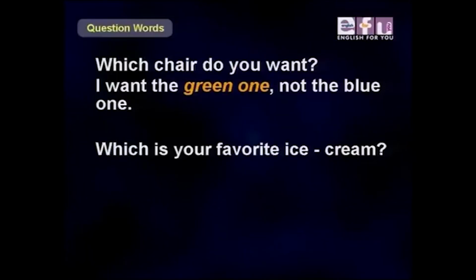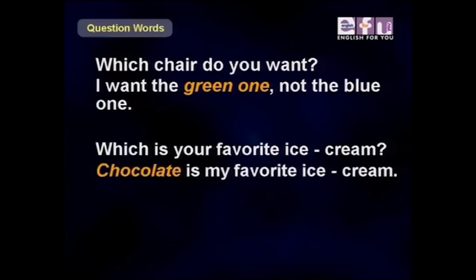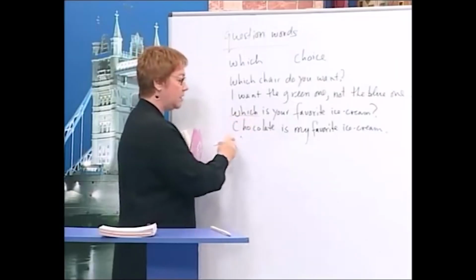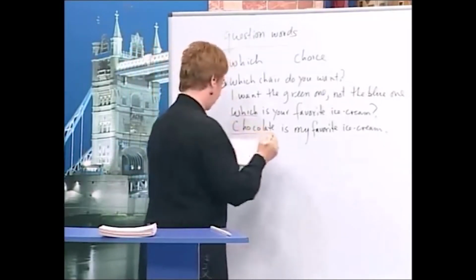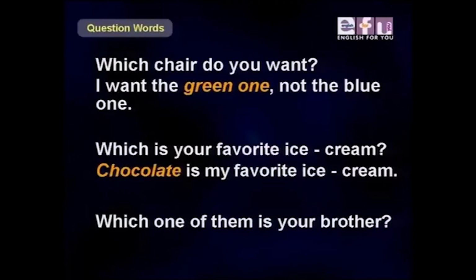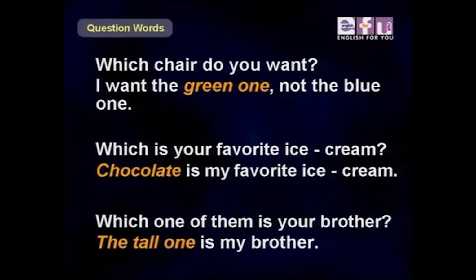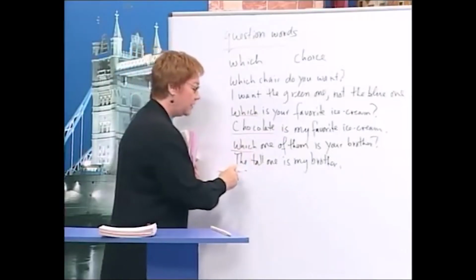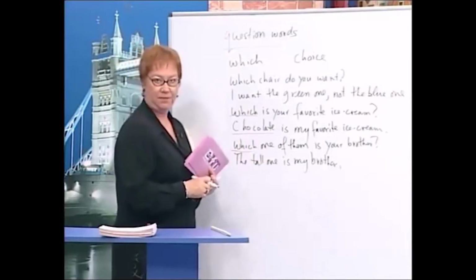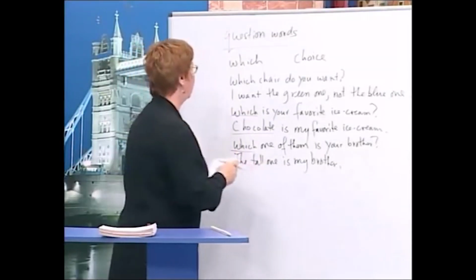Which is your favorite ice cream? Chocolate is my favorite ice cream. And the next example, which one of them is your brother? The tall one is my brother. So it's a choice.